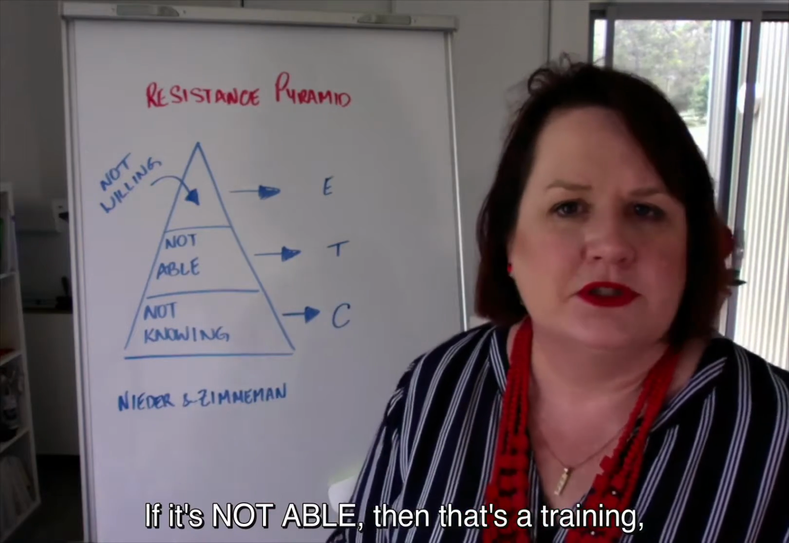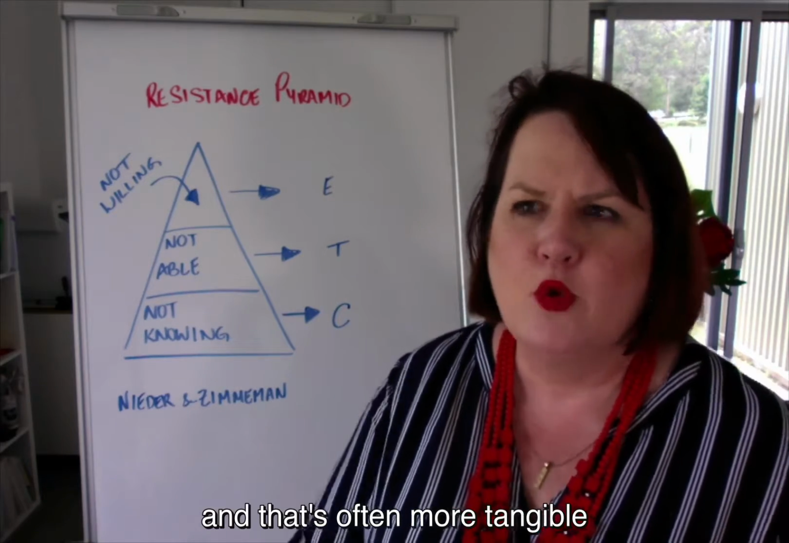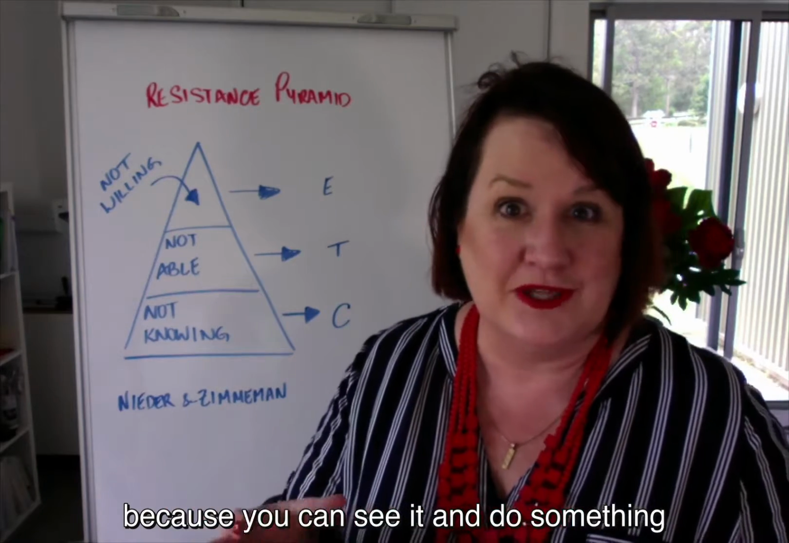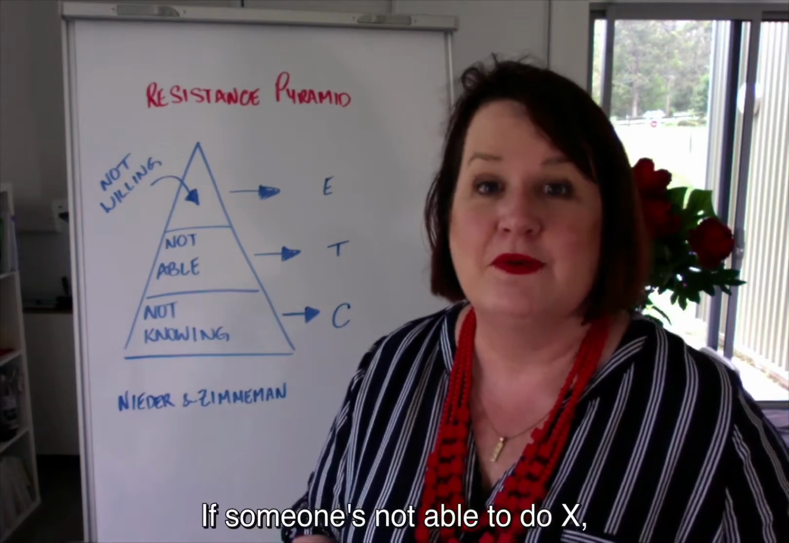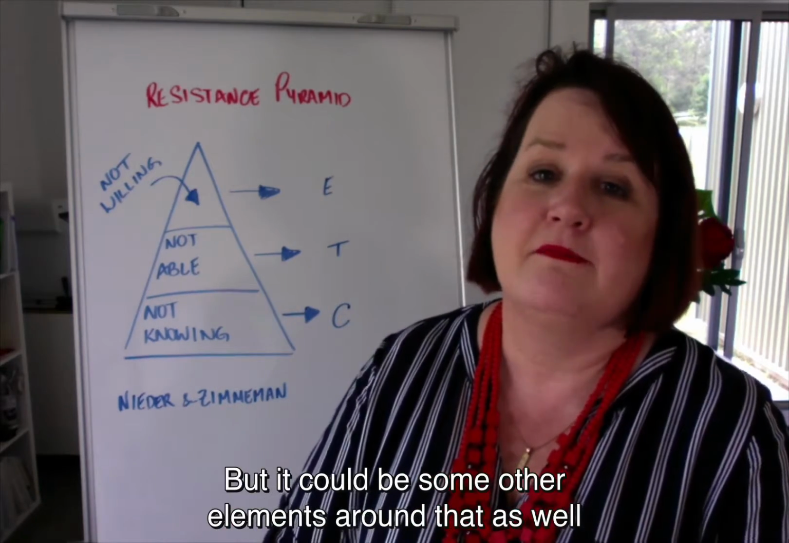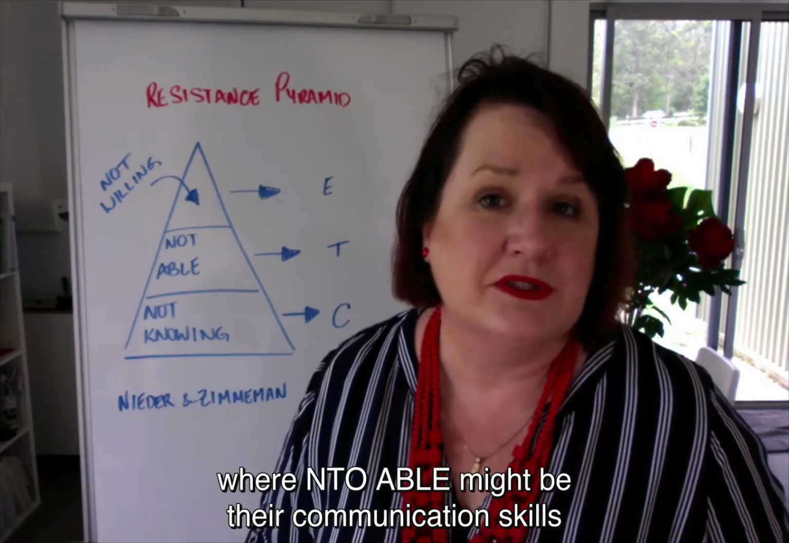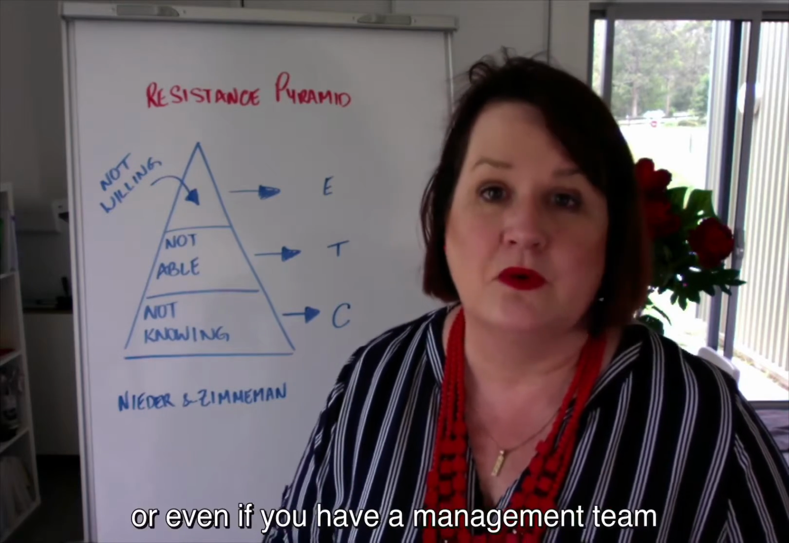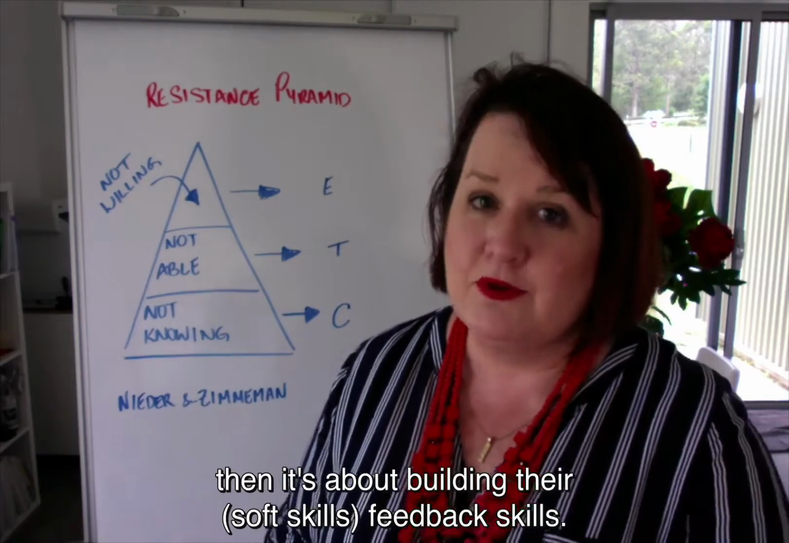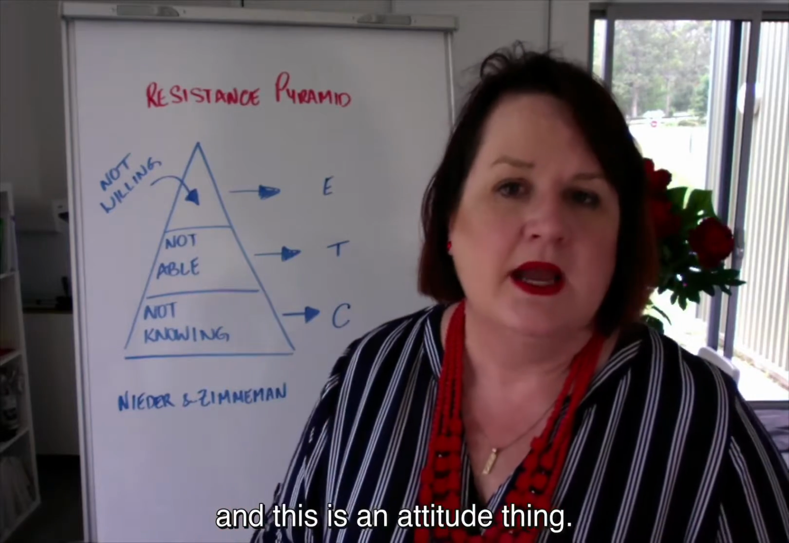If it's not able, then that's a training, a skill development area, and that's often more tangible and easier to fix because you can see it and do something about it quite instantly. If someone's not able to do X, then we get them X training. But there could be some other elements around that as well, where not able might be their communication skills or delegation skills, or if you have a management team who don't do feedback very well, then it's about building their feedback skills. And then the other one is not willing, and this is around a mindset. This is an attitude thing.